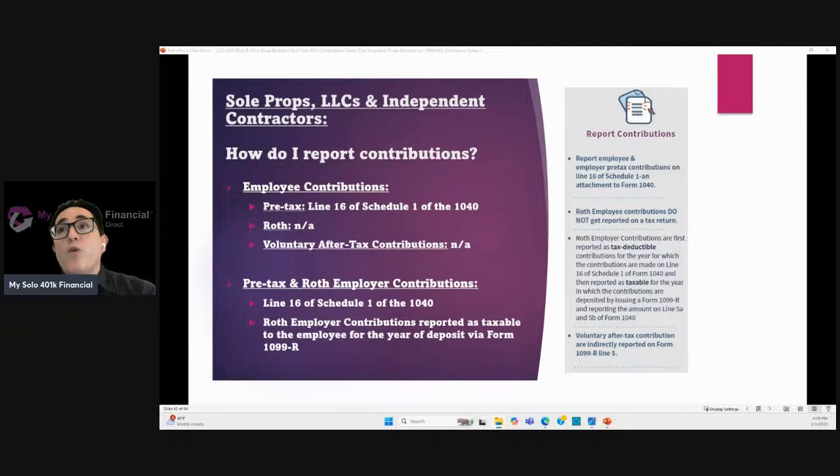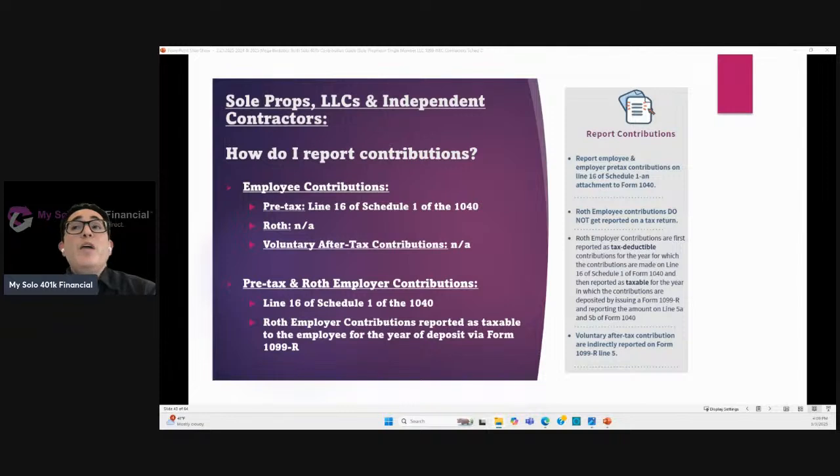Now, if somebody's making Roth employee contributions, that means that those contributions are being made on an after-tax basis. So it's not going to reduce the income for the year for which the contribution is being made. However, you have that potential for tax-free growth. So when you make that contribution, you make it on an after-tax basis. So for somebody whose business is taxed as a sole proprietor, if they're making Roth employee contributions, there's no place to report those contributions on the 1040. So it's not applicable.